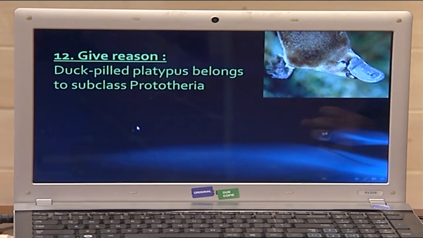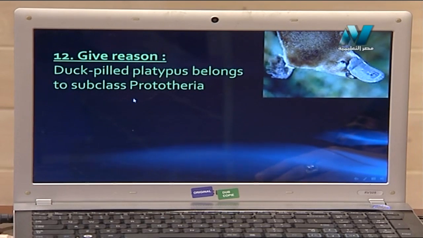Give reason. Duck-billed platypus belong to subclass Prototheria. When you look at this duck, we know ducks are related to birds, but this duck is different, related to mammals. Why? This animal is related to mammals and has a special subclass called Prototheria.